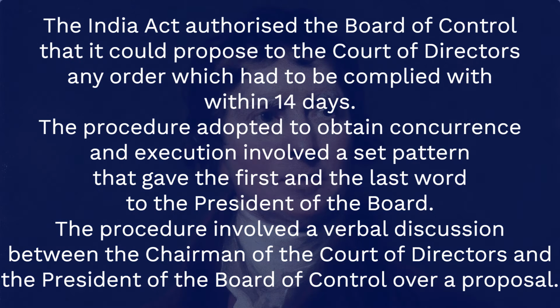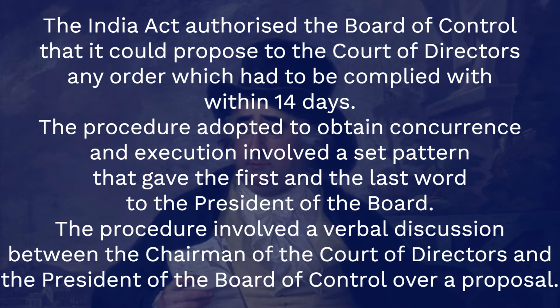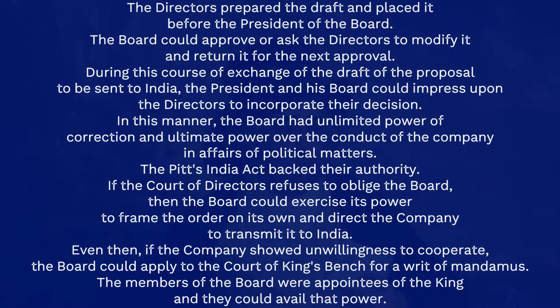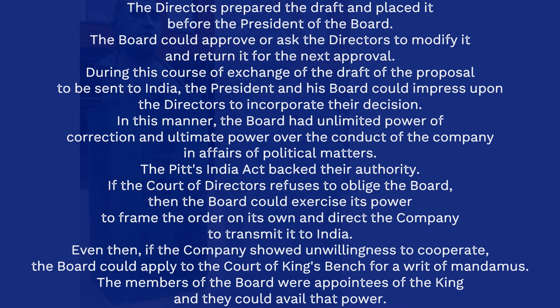The procedure adopted to obtain concurrence and execution involved a set pattern that gave the first and the last word to the President of the Board. The procedure involved a verbal discussion between the Chairman of the Court of Directors and the President of the Board of Control over a proposal. The Directors prepared the draft and placed it before the President of the Board. The Board could approve or ask the Directors to modify it and return it for the next approval.